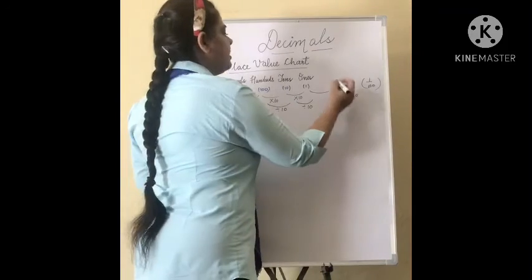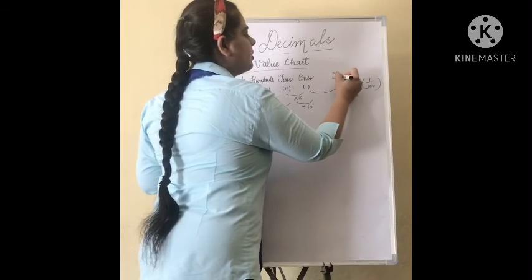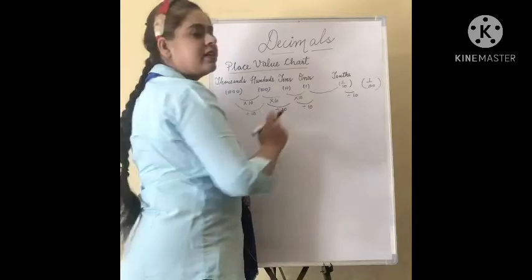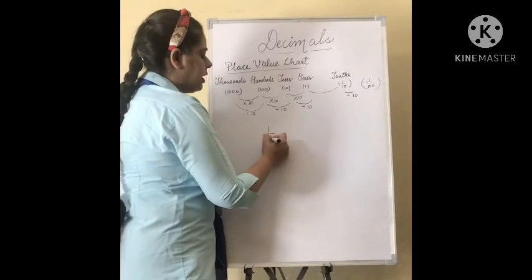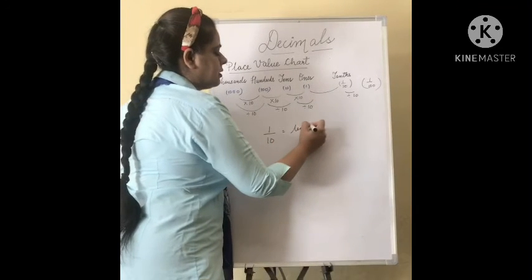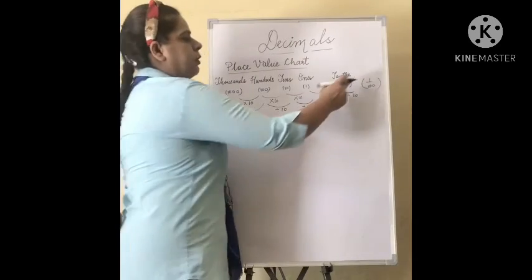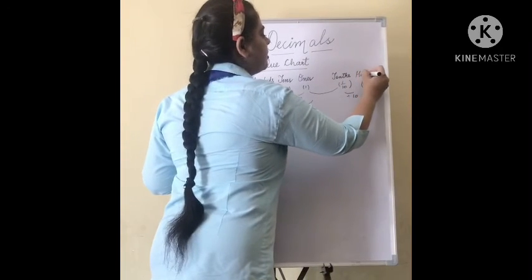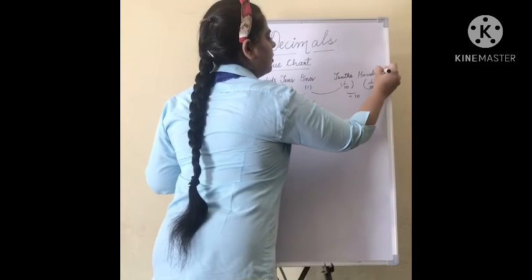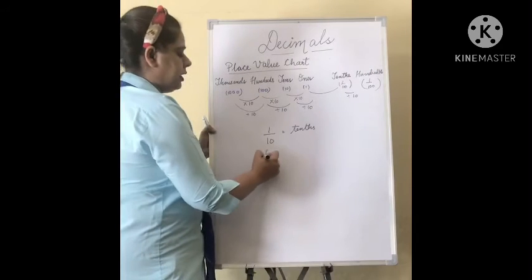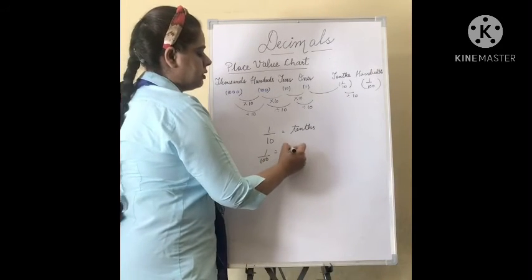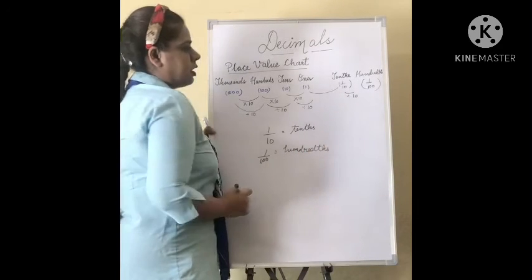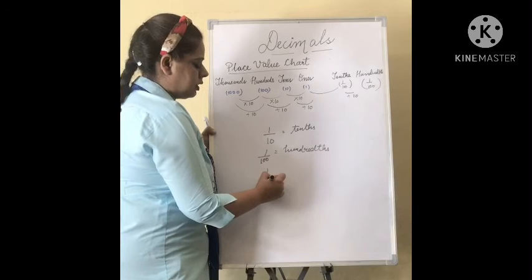We will write it as tenths. 1/10 is written as tenths. It means 1/10 is equal to tenths. 1/100, how will you write 1/100? You will write it as hundredths. So 1/100 is equal to hundredths. And 1/1000 is equal to thousandths.